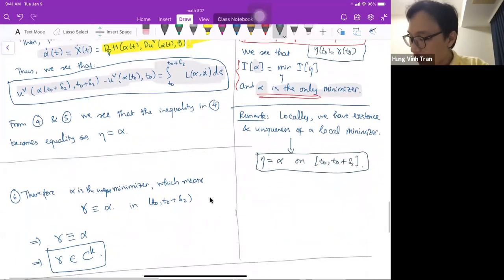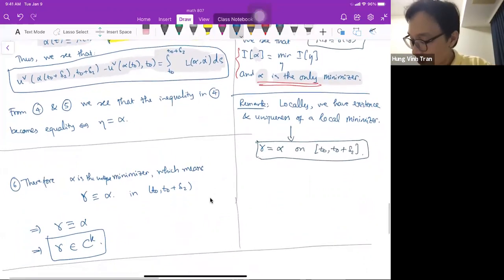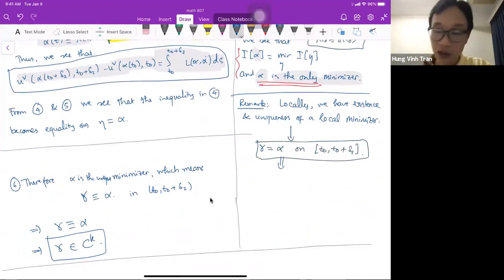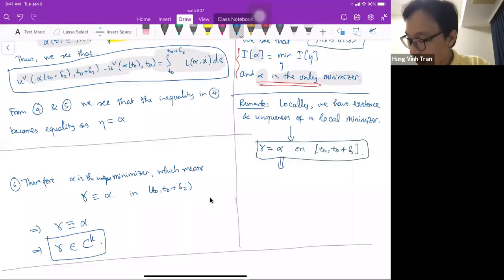Oh, gamma, I'm sorry, not alpha. Somehow I'm quite bad with notation today. So when gamma equals alpha on t naught to t naught plus delta 2, then clearly this allows us to conclude that, at least locally, gamma is C^k on the interval t naught to t naught plus delta 2. Okay.